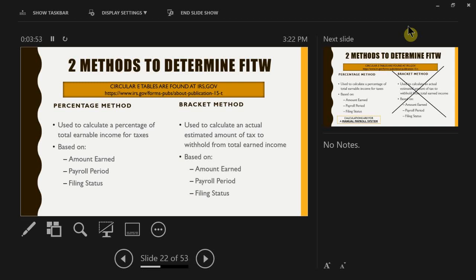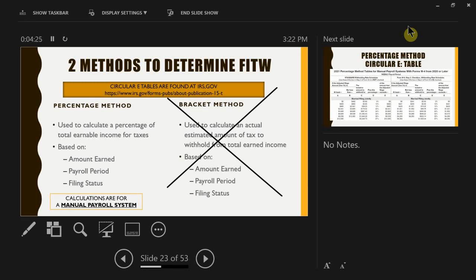The second thing is the bracket method. You're still going to be utilizing these three components: the amount that you earn, the payroll period you belong to, and the filing status. However, this one's a little more simplified, because instead of having to calculate everything, all you have to do is find the number that you belong in, follow that row, and boom, everything's already calculated for you. You don't have to do much. But because it's too simple, I'm not going to teach you that one. I'm going to teach you the harder one, okay?